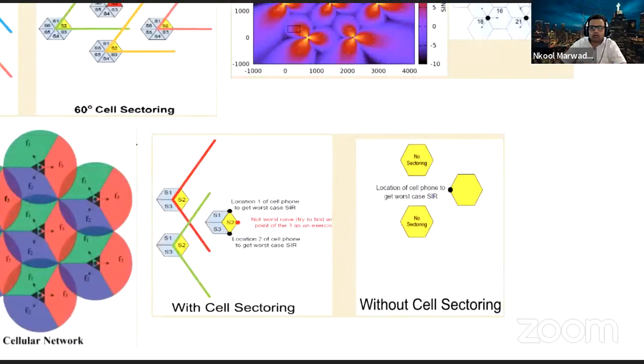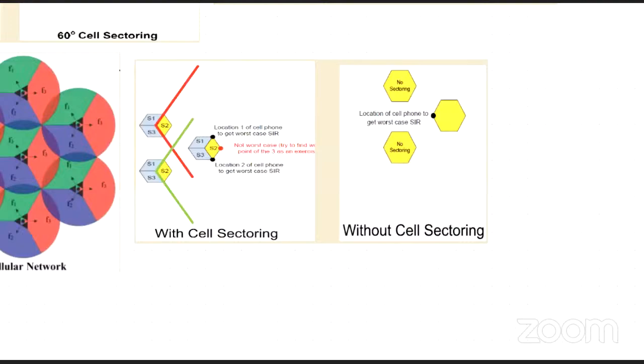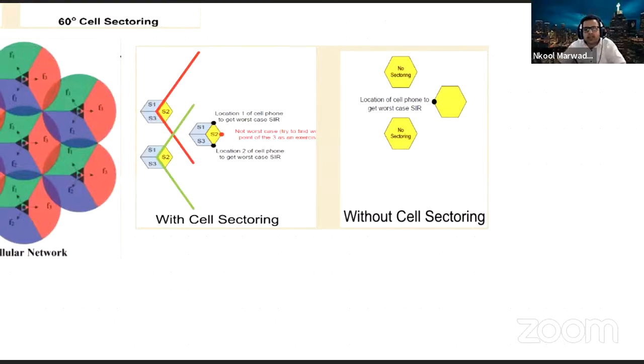Here you can see that we have a 120-degree cell sectoring with the sectors S1, S2, S3, S1, S2, S3, S1, S2, S3. Now let us suppose these cells are co-channels. Co-channels means these cells are sharing the same frequency groups. And since these cells are sharing the same frequency groups, there is a possibility of interference.